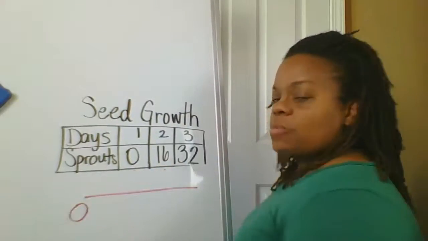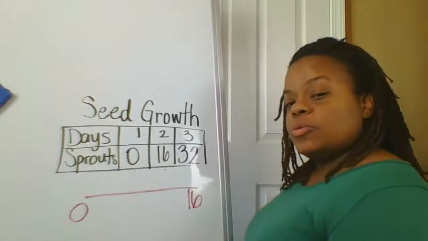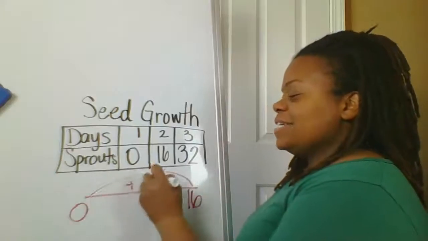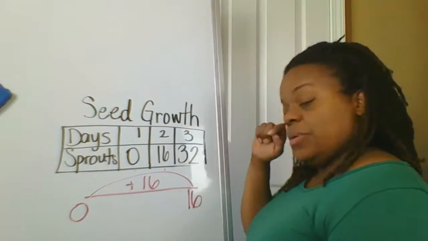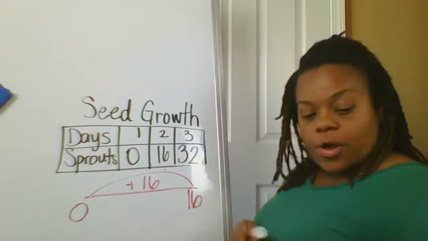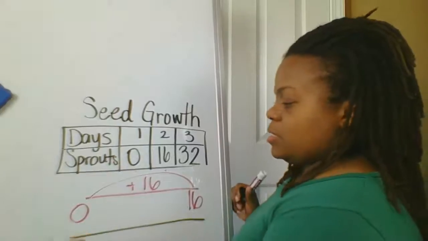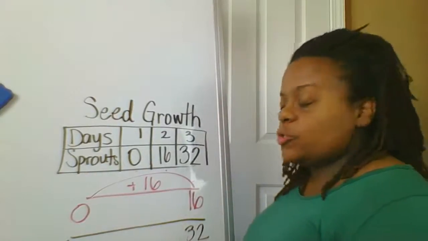So if I'm on 0 on my number line, what do I need to do in order to get to 16? Oh, that one's pretty easy. I just need to add 16. Then I look to see, well, does it work again from 16 to 32? So I'm going to start at 16. I want to get to 32. So how much do I add?